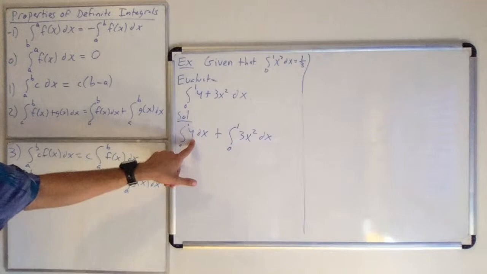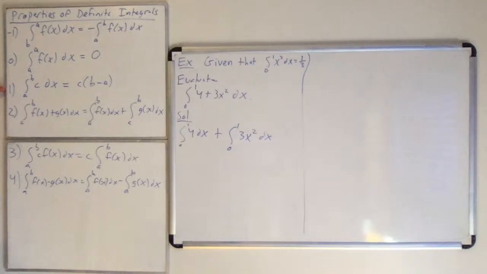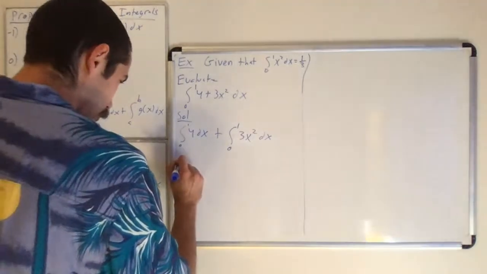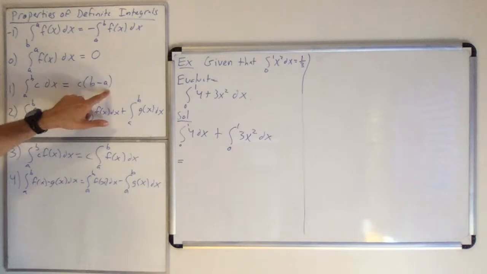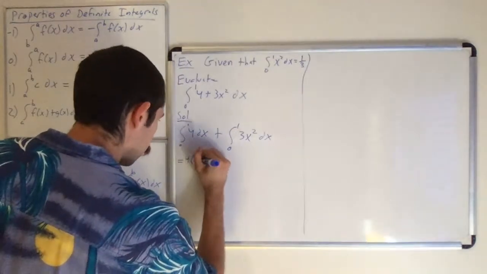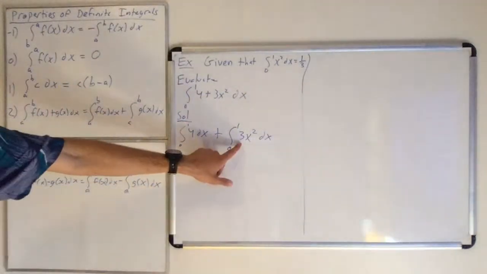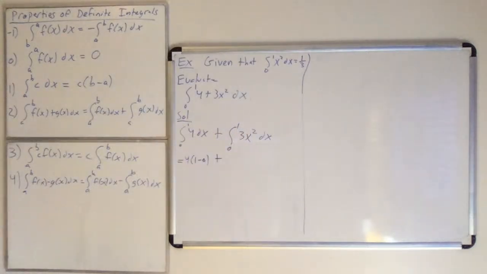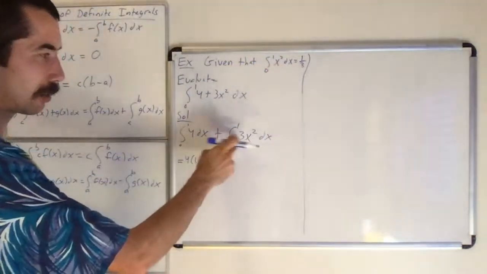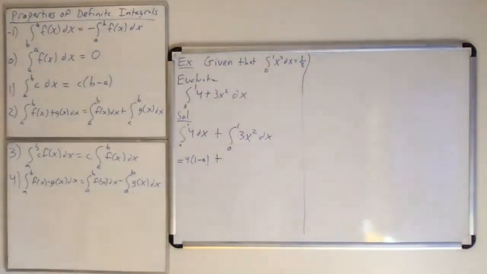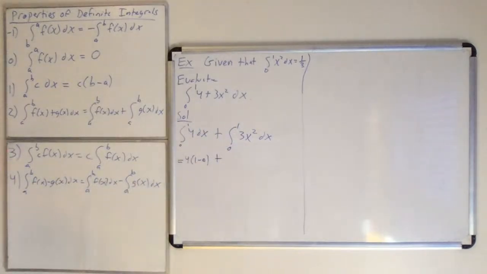Okay? The integral of a constant, we could use property 1. So the integral of a constant is the constant times the length of the interval, which is just 4. We don't know what the integral from 0 to 1 of 3x squared dx is, but we do know what the integral from 0 to 1 of x squared dx is, and that's 1/3. So let's factor out the 3 so we could get it into this form, and then we could use that fact. We're allowed to factor out the 3 by property 3.